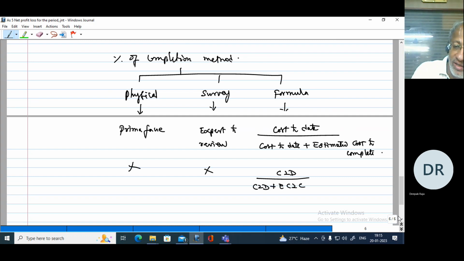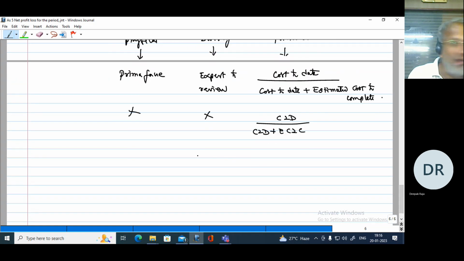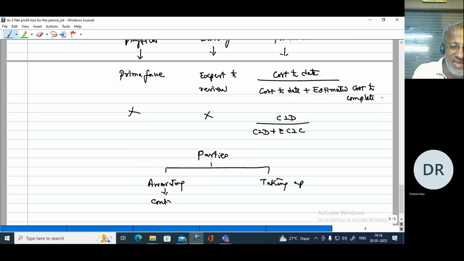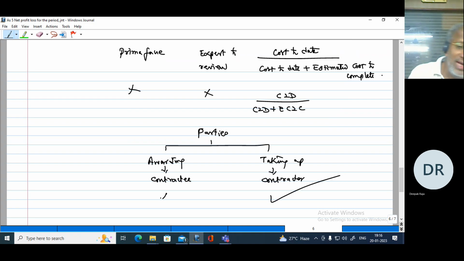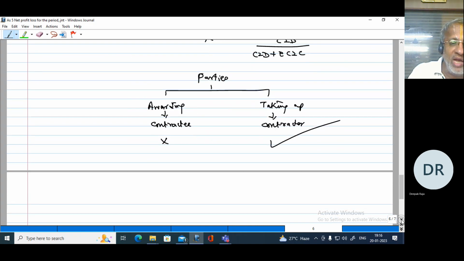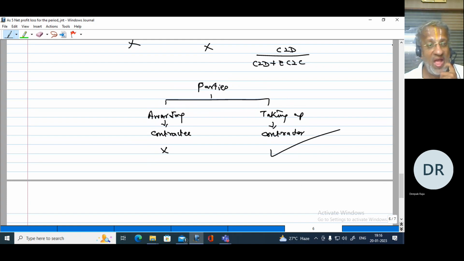So normally there are two parties involved in a contract. The person who is awarding the contract will be referred to as the contractee. The person who is taking up the work will be referred to as the contractor. This AS7 is only from the viewpoint of the contractor, and not from the viewpoint of the contractee, right? So the contractor will always have the urge to show that he has completed more so that he can raise progressive billings on his customer, the contractee. What will he do? He will have the chances of manipulation.